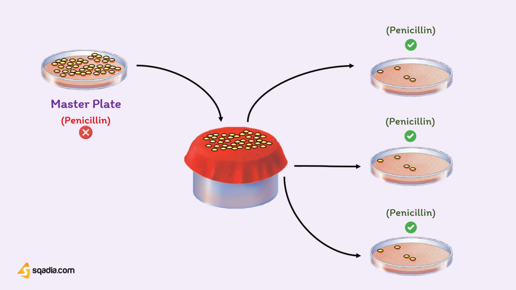So, the conclusion is that colonies on a master plate without penicillin are transferred sequentially to 3 replica plates with penicillin. Resistant colonies grow in the same positions on all 3 replicas, showing that some colonies on the master plate had multiple resistant cells even before exposure to the antibiotic.